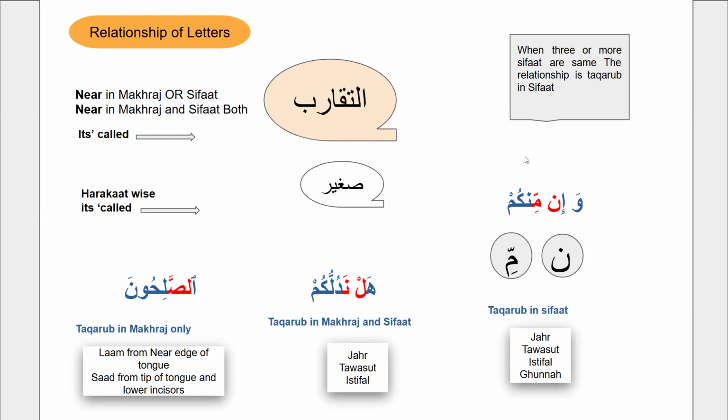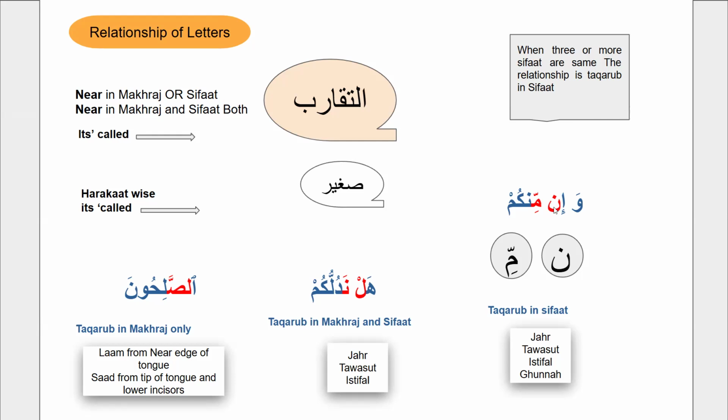Remember that when three or more sifat are the same between the two meeting letters, the relationship is taqarub in sifat. So the minimum requirement that two letters need to meet is they need to have at least three same sifat for it to be called taqarub in sifat. It can be taqarub in makhraj if the makhraj is near, but it can also be taqarub in sifat if at least three sifat are being shared between the two meeting letters.